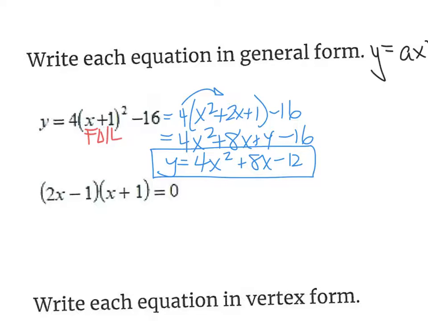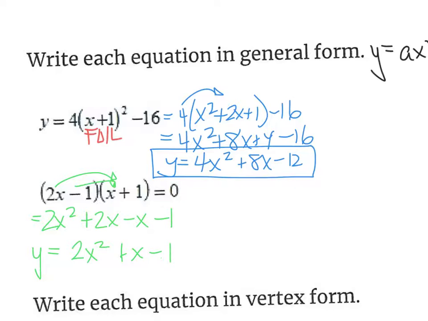Just like above, to get into general form from factored form, I FOIL. I multiply it out. 2x times everything, negative 1 times everything. I get 2x squared plus 2x minus 1x minus 1. Collect like terms. y is equal to 2x squared plus 1x minus 1. General form.